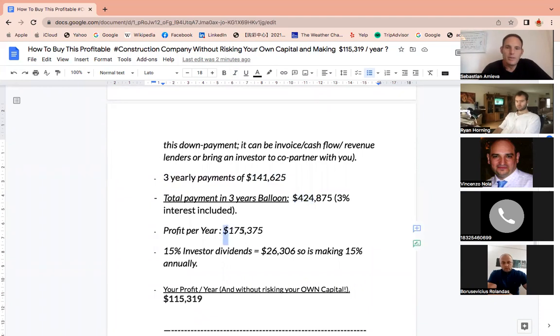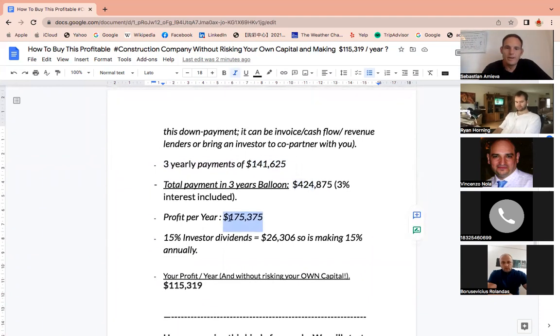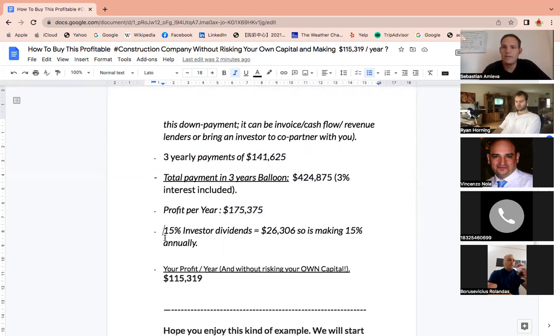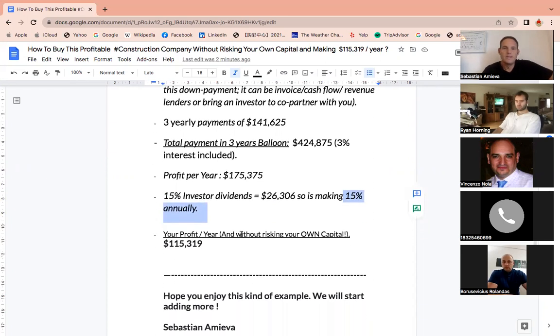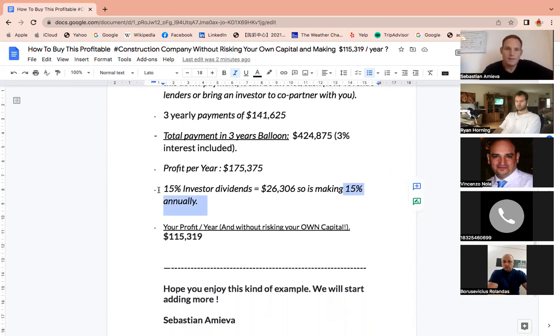This is the total profit that you want to make per year, 175K. But of course, you need to discount the money that you pay to the investors. Let's say you bring an investor on board and you pay the investor a 15% dividend. You need to pay the investor 26K per year, so he's making 15% annually on the money he puts in. If you discount the 15% you give to the investor, you end up with this net profit per year, 115K.